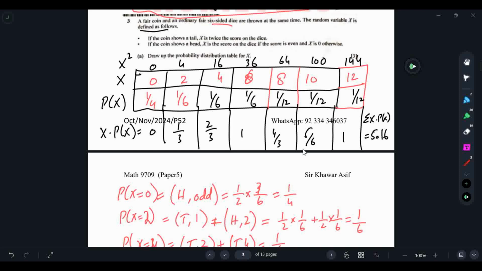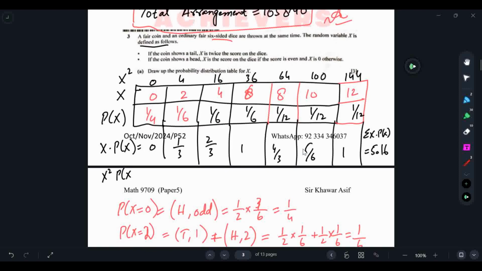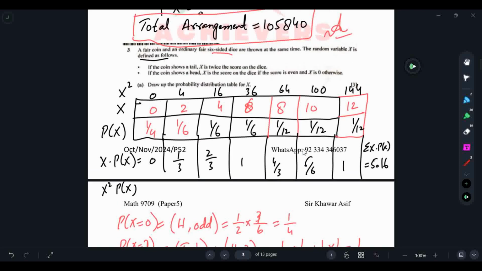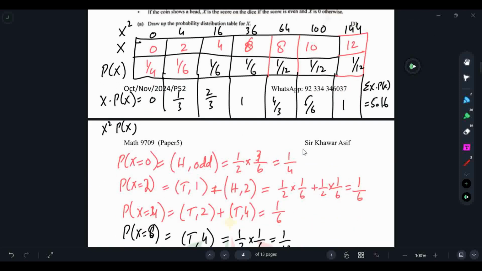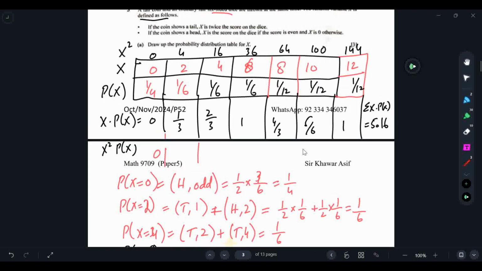Now we need to find out x square probability of x. This will be another row. So if you multiply it, this will be 0. This will be 4 into 1 by 3, so 4 by 3, and then this will be 16 into 2 by 3, so 32 by 3. Then we will have 36.